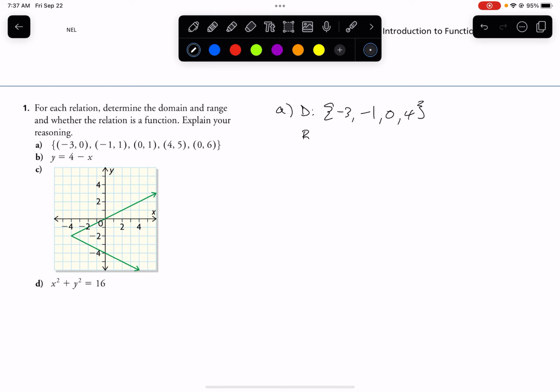And the range is going to be just the y elements, right? So 0, 1, 5, and 6.